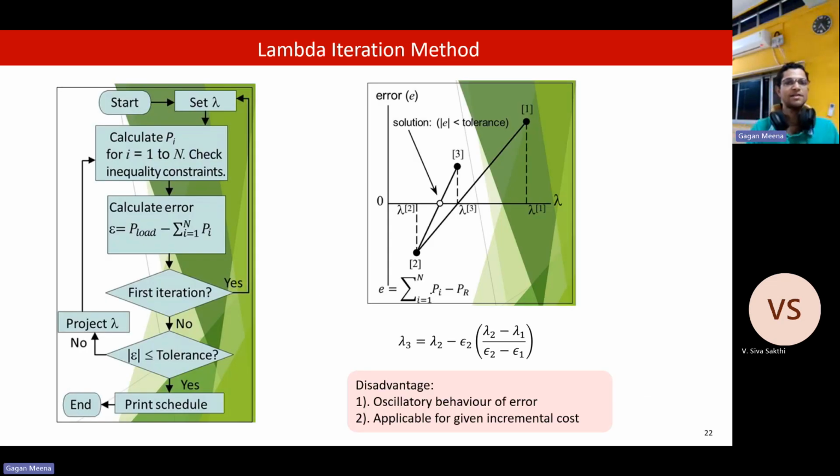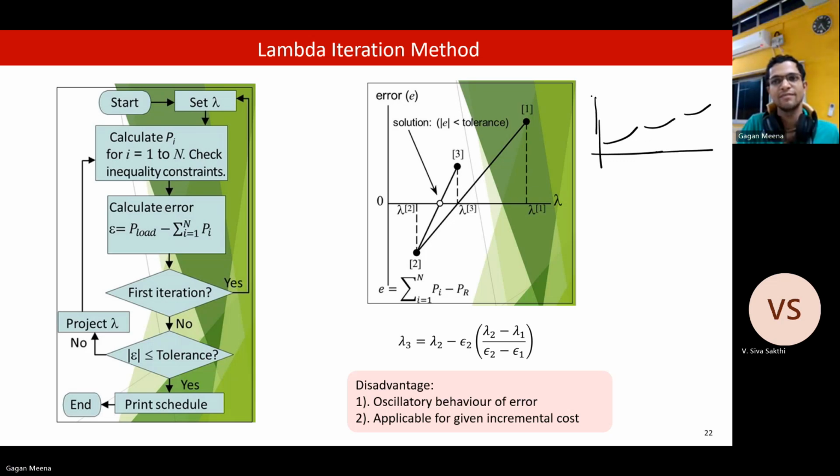The next one is this lambda iteration method. This is another method for doing this economic dispatch. Here, by the name also, you can say we are iterating and incrementing lambda, incrementing or decrementing depending upon the error, whether it is positive or negative. Let's say we have three incremental cost curves like this.